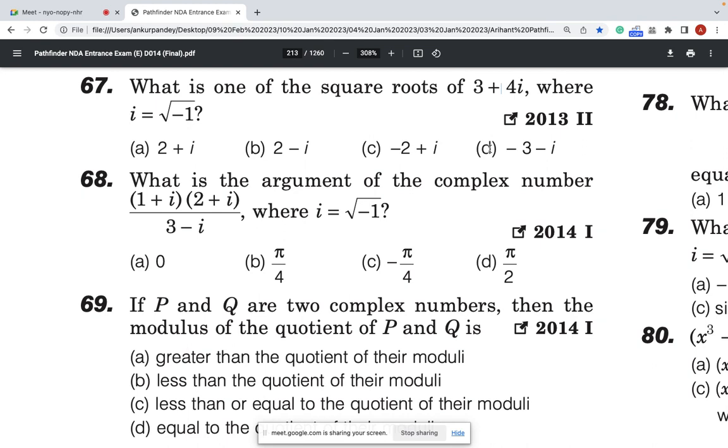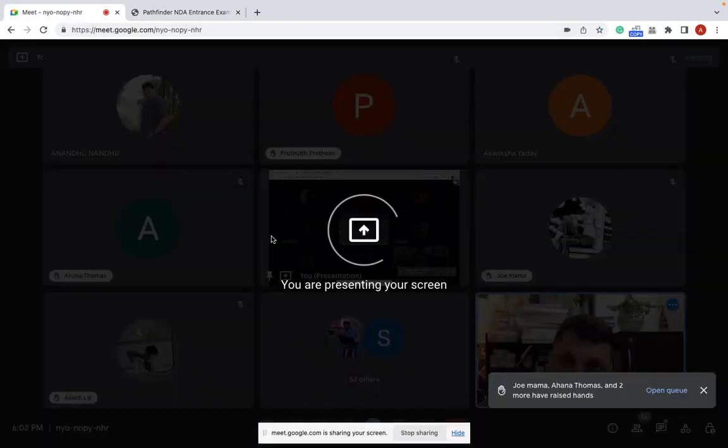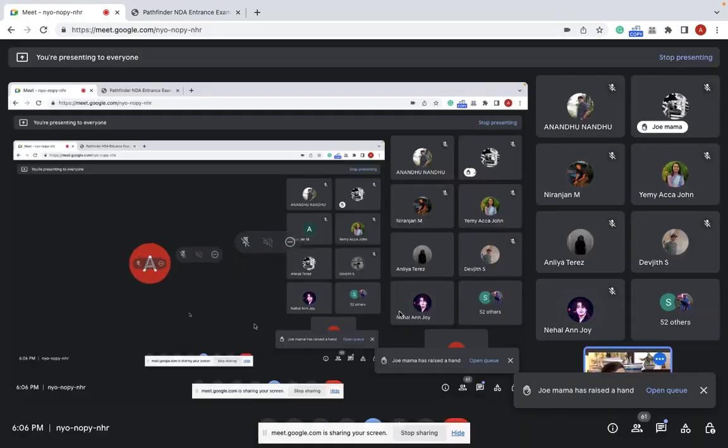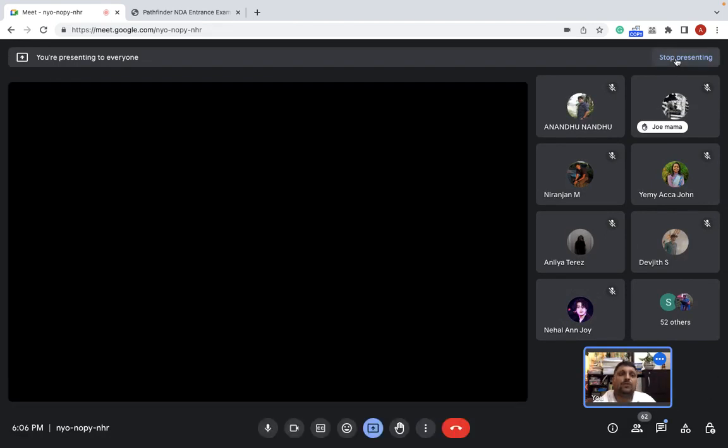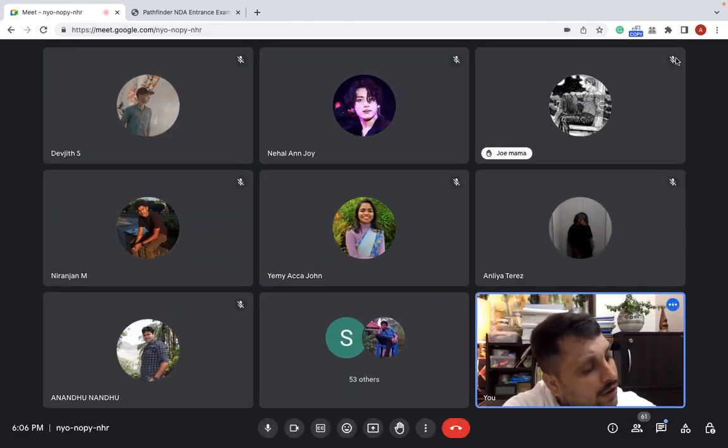Everyone got it? Yes, sir. Good. Going back to our actual mode of screen share.